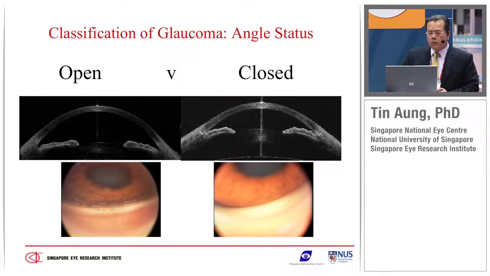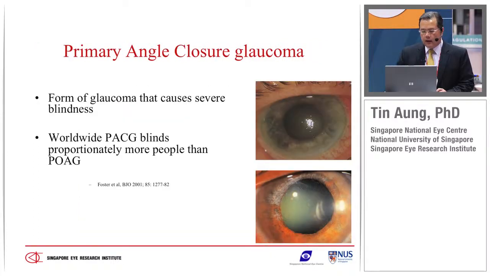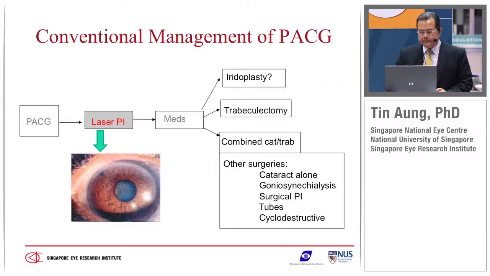As you know, in glaucoma there are two main forms: open angle and closed angle glaucoma. Angle closure glaucoma is an important cause of glaucoma worldwide, especially in Asia. It affects more than 30 million people. It's also a form of glaucoma that causes a lot of blindness in the world.